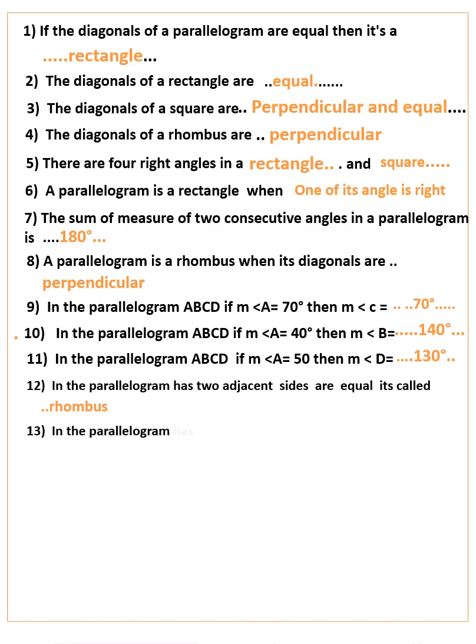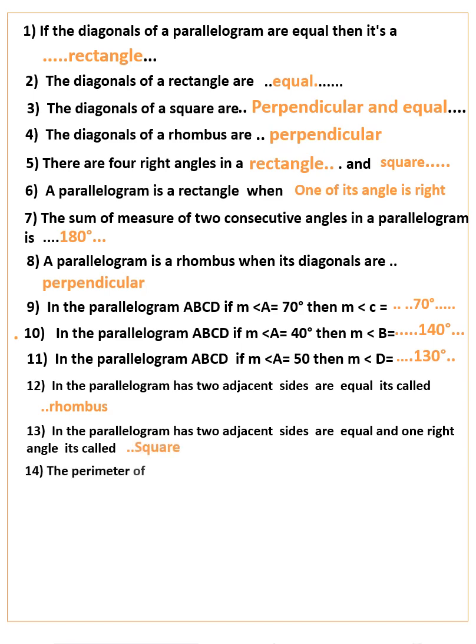A parallelogram has two adjacent sides equal and one of its angles right. Yes, it has two properties: sides equal and angles right. It changes to be a square.